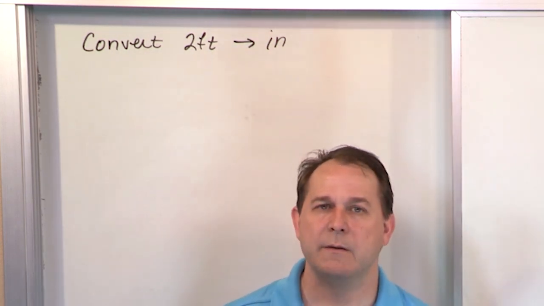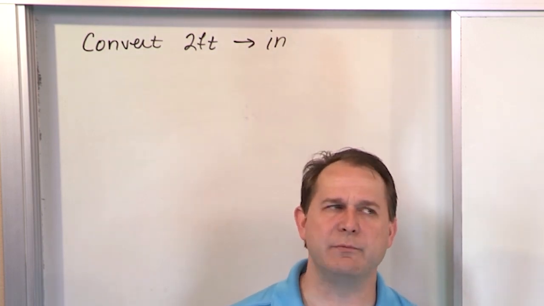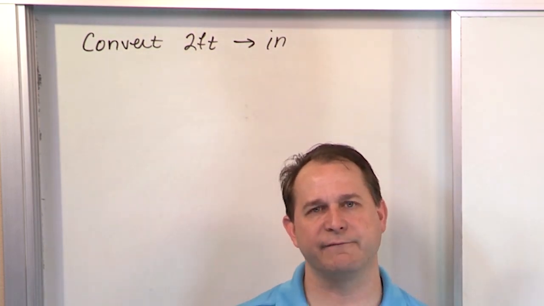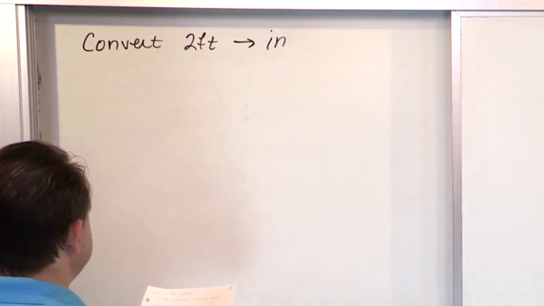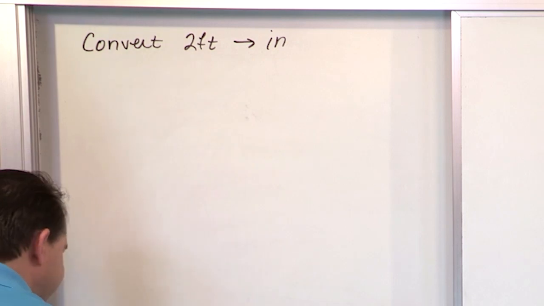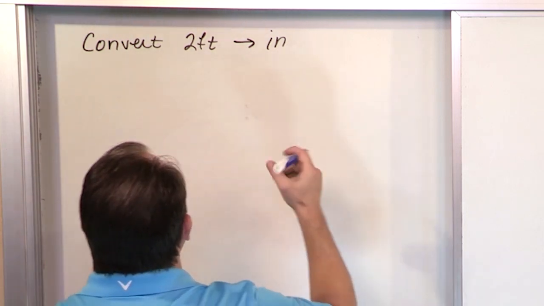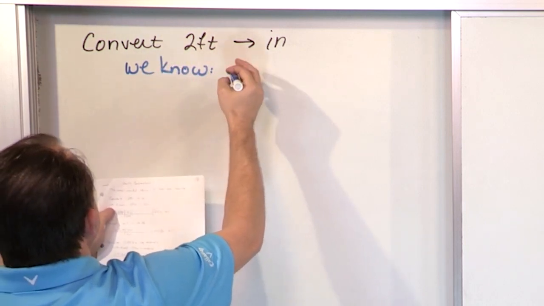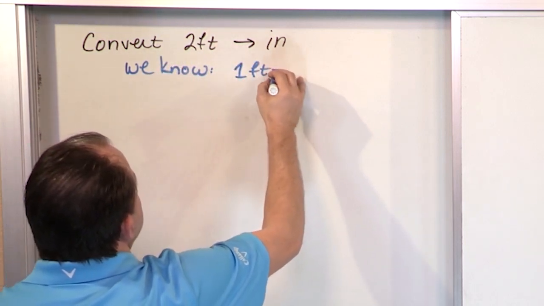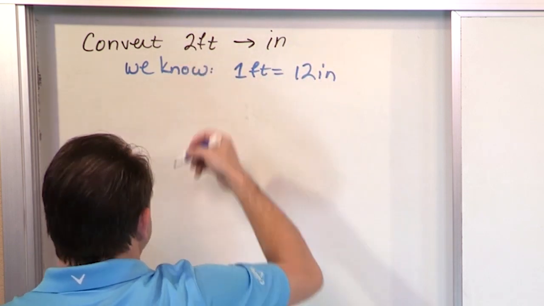You knew to multiply. But sometimes it's going to be difficult for you to know if you multiply by the conversion factor or divide by the conversion factor. You'll see as we go. In this case, you know very, very simply. So let me show you how to do it the simple way. So we know the following. We know that 1 foot is 12 inches. So you all know to multiply, right?